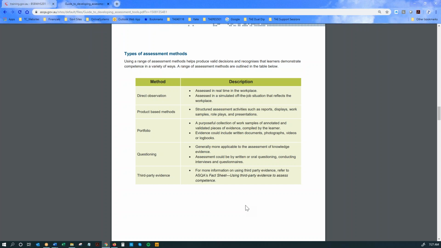So typically you'll be looking to determine that they know the content, which is more your knowledge-based assessment methods, questioning, role plays sometimes, looking at doing projects and things like that. And then you may need to assess that they can do the actual activity. So that would be different assessment methods like watching them do a task, so direct observation, or preparing a product, or putting together a portfolio, or sometimes third-party evidence, which is related to someone else watching them complete activities in the workplace. So really you can select what you believe is the best assessment method to suit what's going on in the unit of competency.